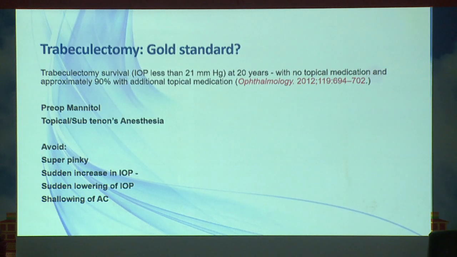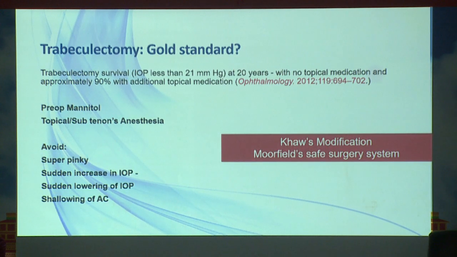Another thing is never apply a Honan balloon on an already compromised optic nerve head. You can give intermittent digital massage so that there is no sudden increase in pressure, which might lead to a wipe-out phenomenon in your patient. Another important thing is you have to avoid sudden lowering of intraocular pressure. So make a side port and avoid any hypotony during the procedure so that you don't land up with a shallow anterior chamber. You can always use the modification of the Moorfields Safer Surgery System to give good results to your patients.